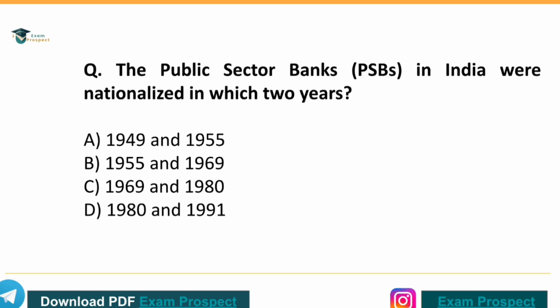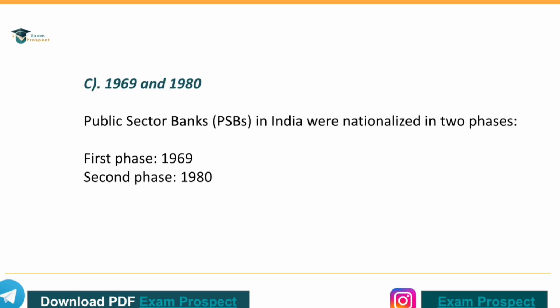Next question, the public sector banks in India were nationalized in which 2 years? The correct answer is option C, in the year 1969 and 1980. Public sector banks in India were nationalized in 2 phases. First phase is in 1969. The second phase is in 1980.